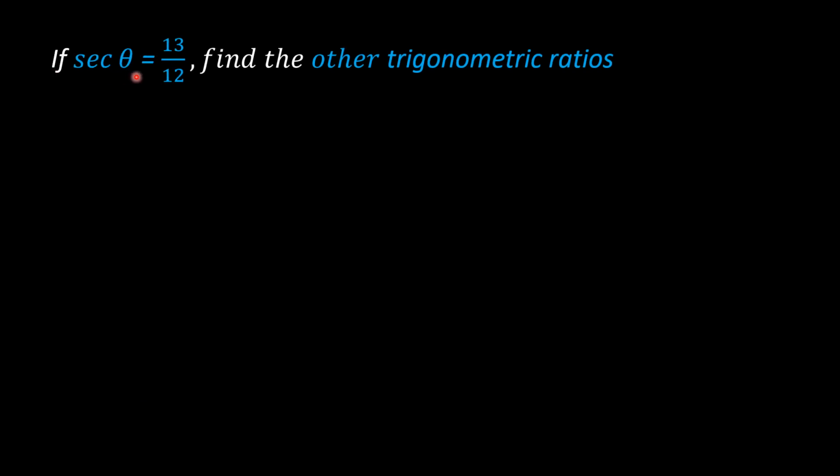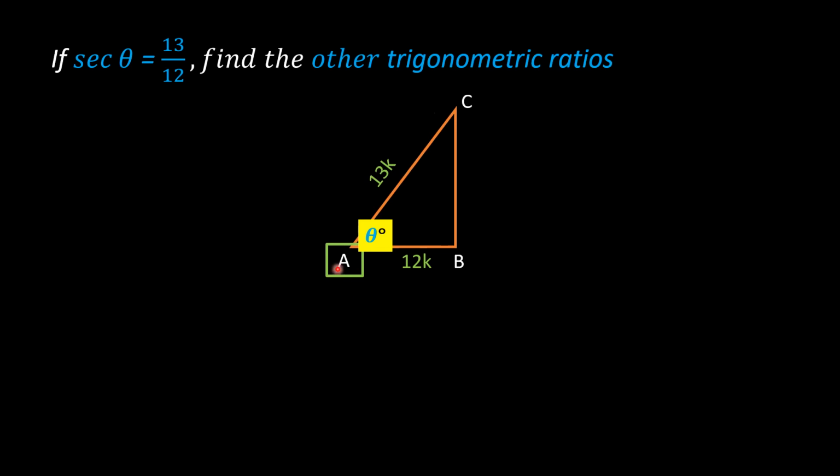If sec theta equals 13 divided by 12, find the other trigonometric ratios. We have right triangle ABC, whose angle A is theta degrees, where theta is a Greek letter used to denote angle. Sec theta equals 13 divided by 12. Sec theta is defined as AC divided by AB, and since it is a ratio, we will write AC equals 13K and AB equals 12K.